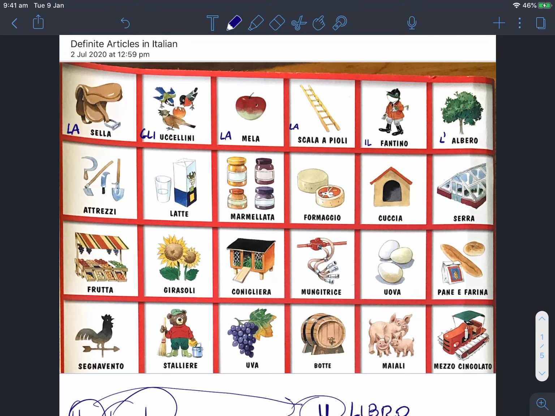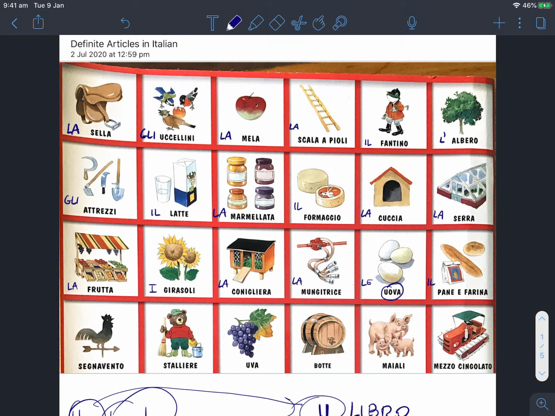So attrezzi means tools, starts with a vowel, gli attrezzi. Latte is masculine, il latte. La marmellata, il formaggio. La cuccia, la serra. La frutta, i girasoli. La conigliera, la mungitrice. This one is tricky because uova is actually a plural word, so don't worry if you got that one wrong because it's difficult. Le uova.